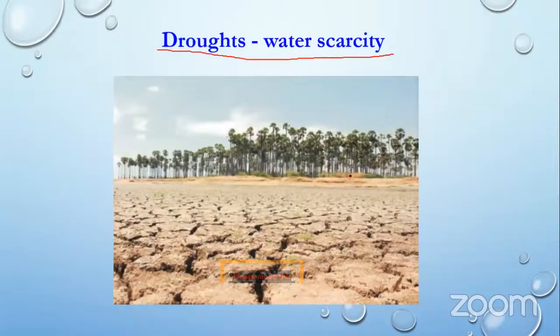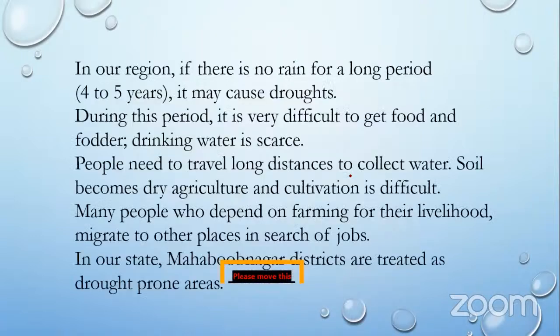In this condition, we can't cultivate any crop there. So, due to this water scarcity, the food problem will also arise and many diseases will also come. Many problems are interconnected like this. So, all the problems will come in those drought areas. In a region, if there is no rain for a long period, it may cause droughts.